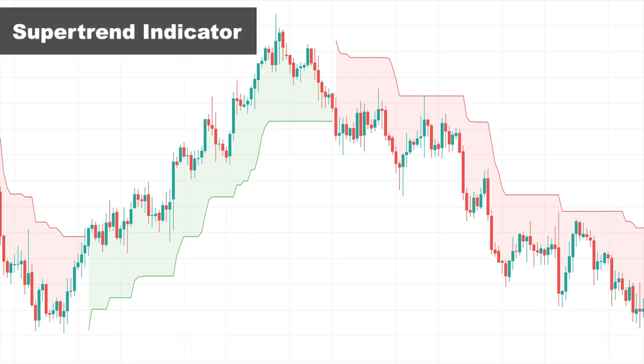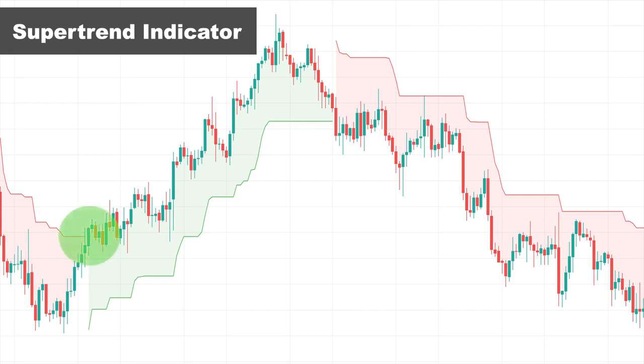The second one, super trend indicator. It's a very popular trend following indicator that works effectively well in intraday time frames. Similar to moving averages, it's overlaid on the price chart, with continuous areas of red and green color that actually show if the price is advancing or declining.